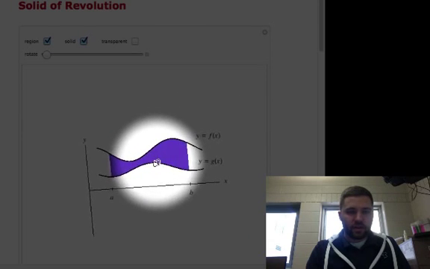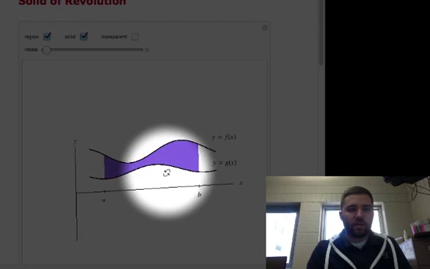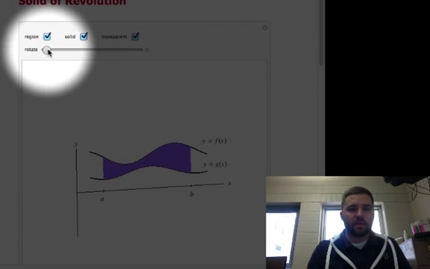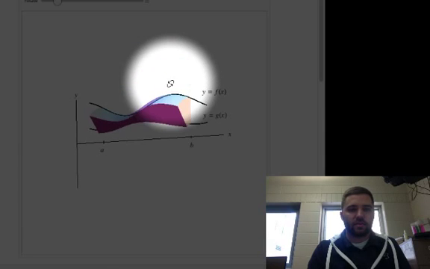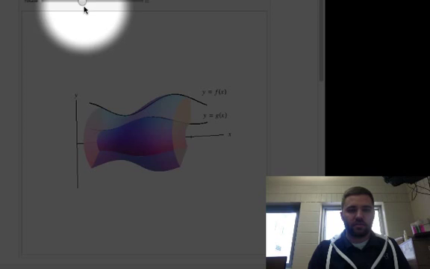This is my graph right here. Okay, so you've got the y and x axis, function f of x and g of x, and what I want to do is take and rotate it around just the x-axis. So when I do that, I'm going to rotate it around the x-axis. It's going to create something that looks like this.